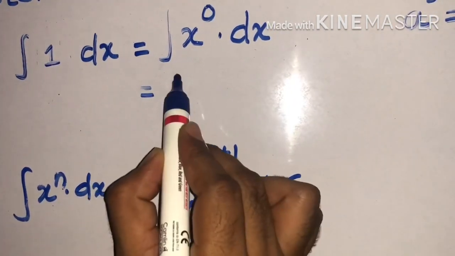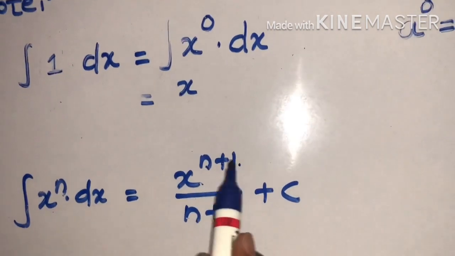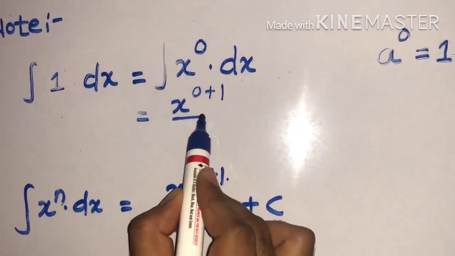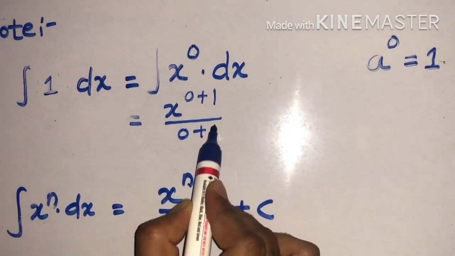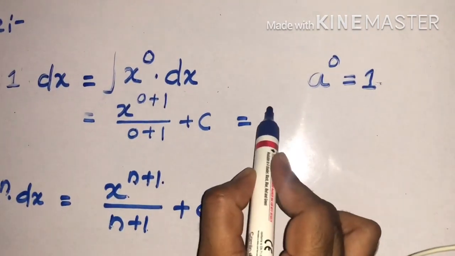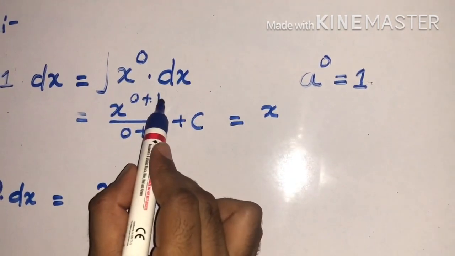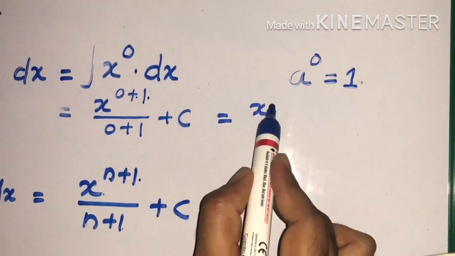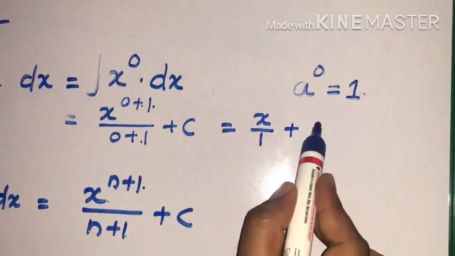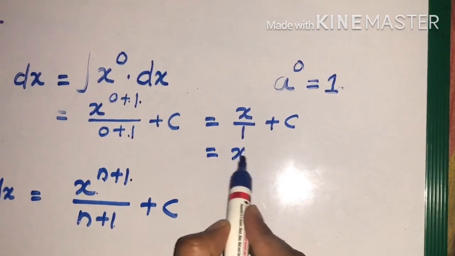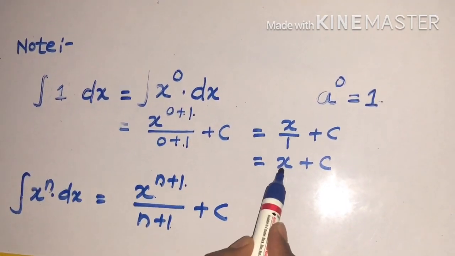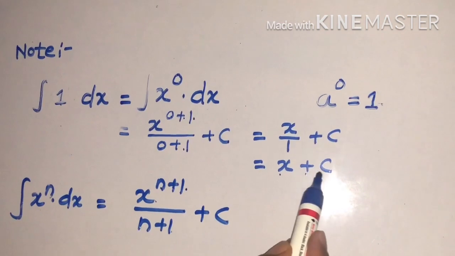So it will be x raised to n plus 1 upon n plus 1 plus c. What is n? 0. So 0 plus 1 upon 0 plus 1 plus c, which is nothing but x. 0 plus 1 is 1, so no need of mentioning it here, upon 0 plus 1, 1, plus c, or you can say that x plus c. So integration of 1 is, keep in your mind, x plus c.